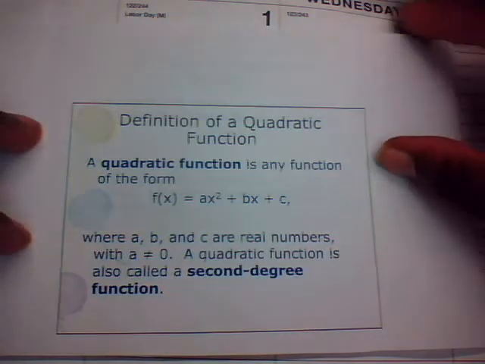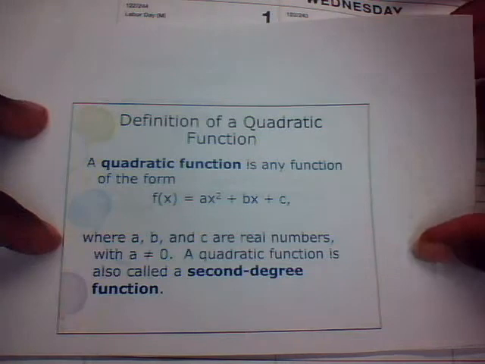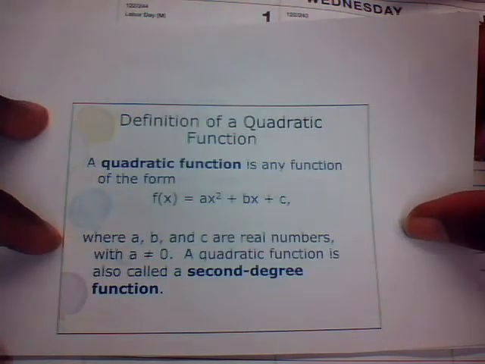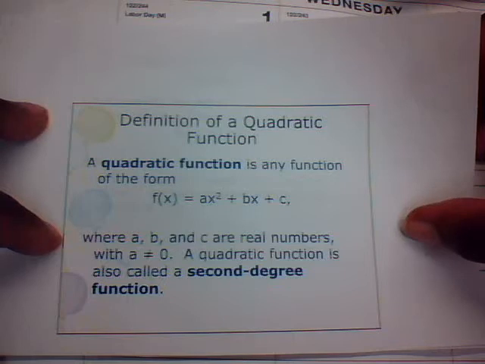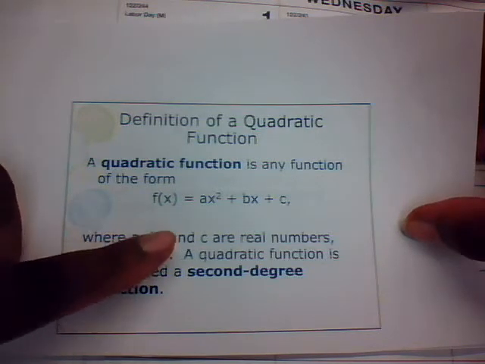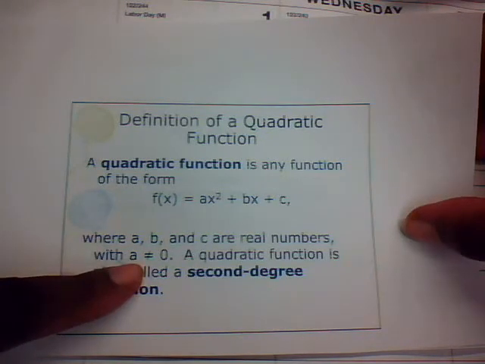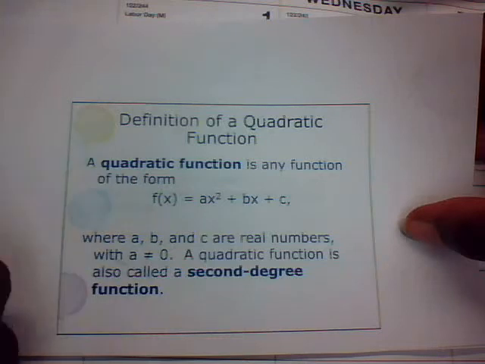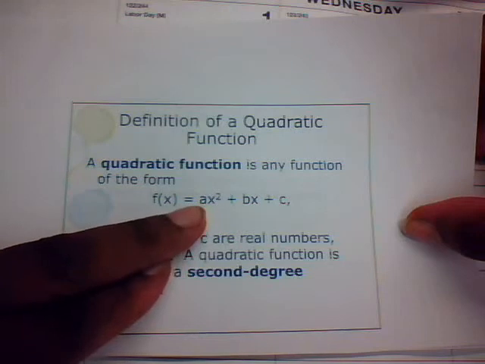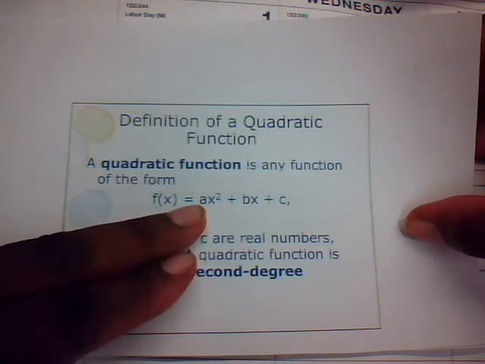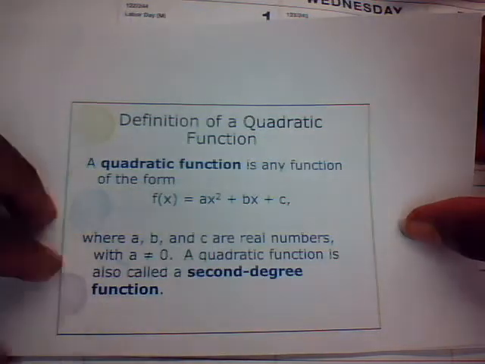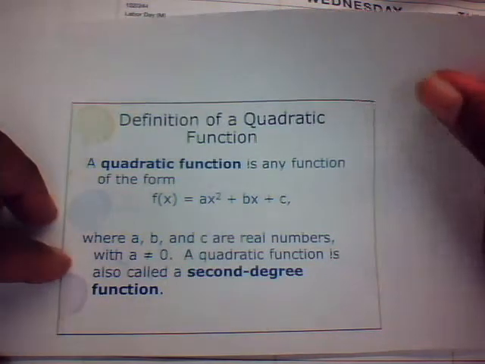Let's first define what a quadratic function is. A quadratic function is going to be any function of the form f of x is equal to ax squared plus bx plus c. In this case, a, b, and c are going to be real numbers, and of course a cannot be equal to 0. Because if a was equal to 0, then you would not have a quadratic function, you would have a linear function. Also, any quadratic function is going to be called a second degree function because the highest exponent that we're looking at here is going to be a 2. So that's why it's called a second degree function.